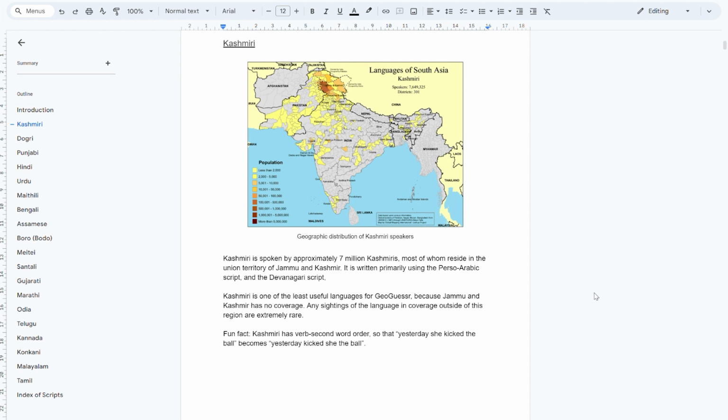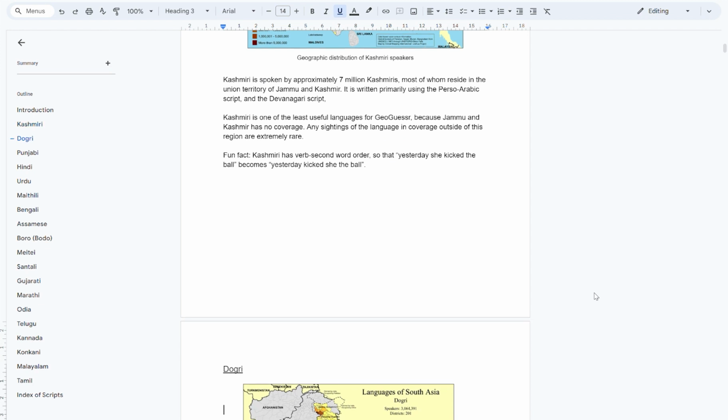But a fun fact about Kashmiri, it has verb second word order, so the verb comes second after the object, so that "yesterday she kicked the ball" would become "yesterday kicked she the ball."